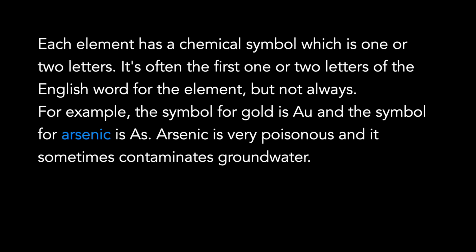Each element has a chemical symbol which is 1 or 2 letters. It's often the first one or two letters of the English word for the element, but not always. For example, the symbol for gold is AU, and the symbol for arsenic is AS. Arsenic is very poisonous, and it sometimes contaminates groundwater.